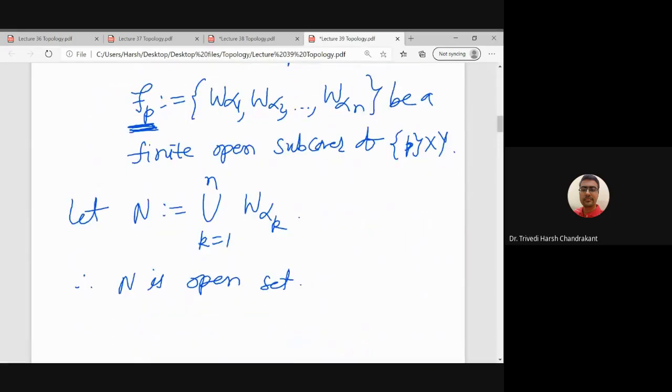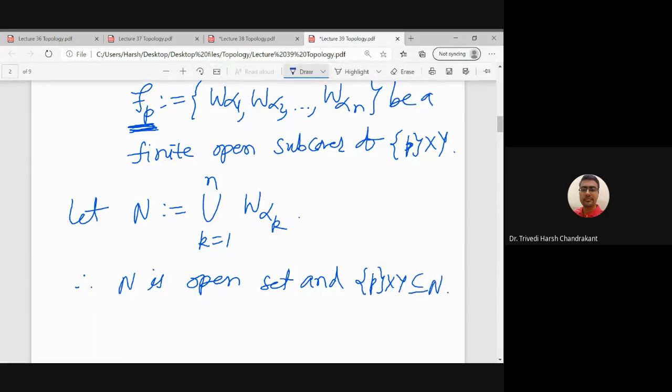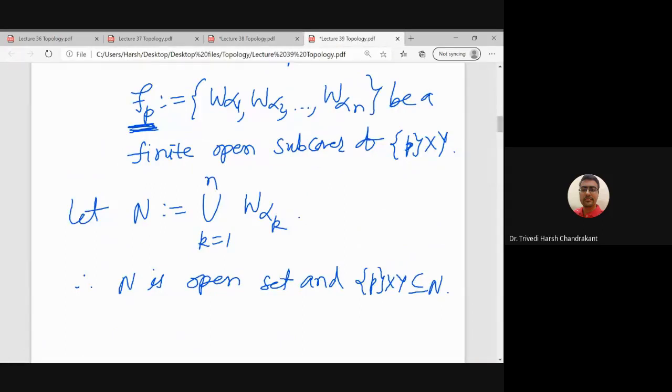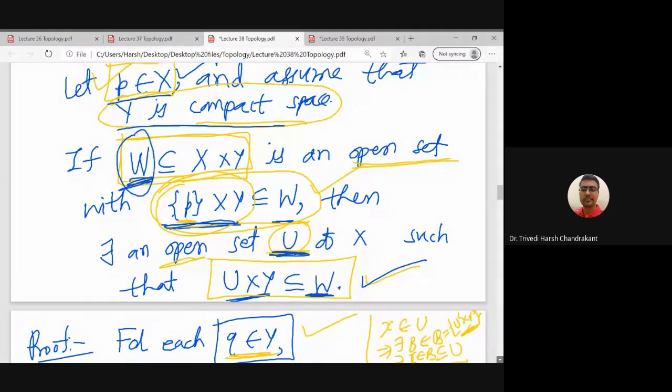right? So this family covers P cross Y, which is a subset of N. So now we are in the situation of the tube lemma. So let us go to the statement of the tube lemma, which says that if I have an open set W, which is a subset of X cross Y, right? So let us denote it by W itself instead of N. Let us denote it by W because it is the union of W alpha. So whatever open set we are given which contains P cross Y, I can always find an open set U such that U cross Y is a subset of W, right? So U cross Y is a subset of W. I can always find such a set U.